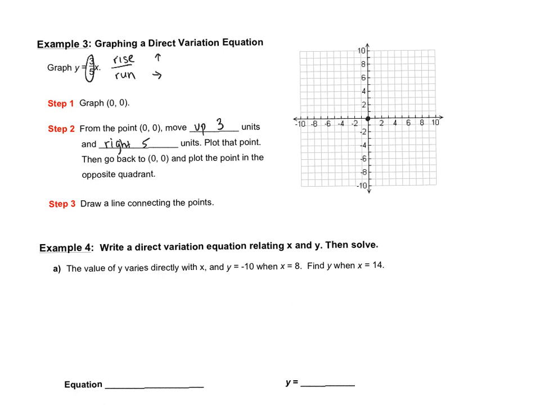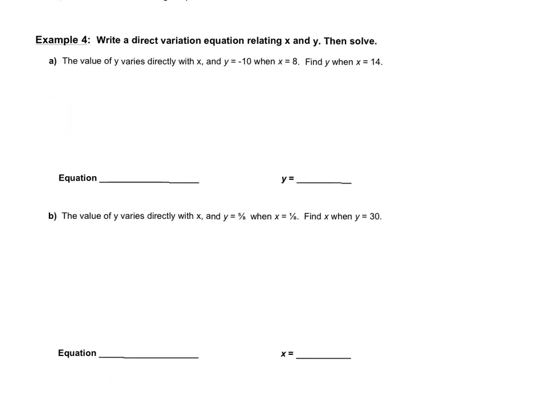1, 2, 3, 1, 2, 3, 4, 5. And then we can connect these points. Those were the steps, step 1, 2, and 3 on the right. And I like to write the equation off to the side so I know what that's representing.